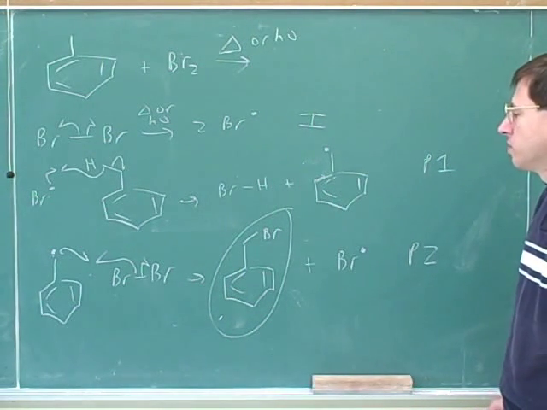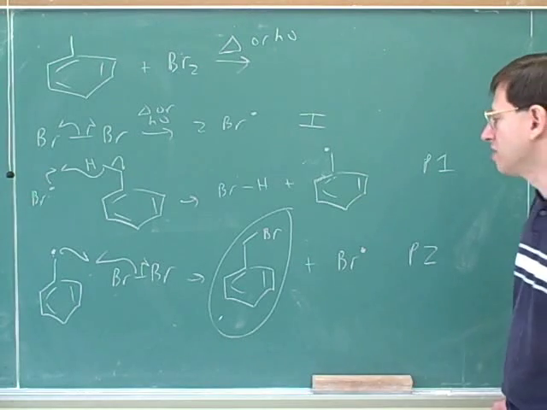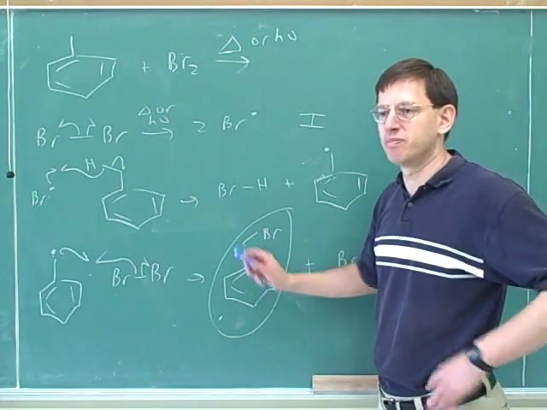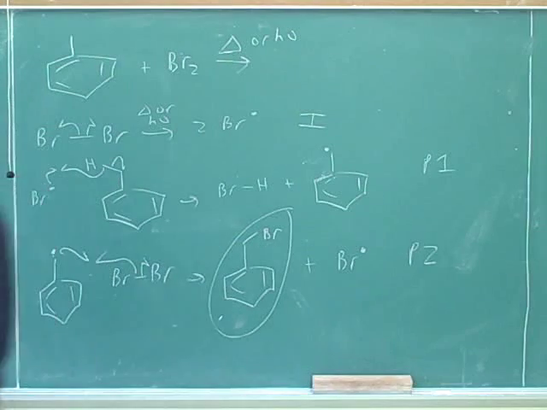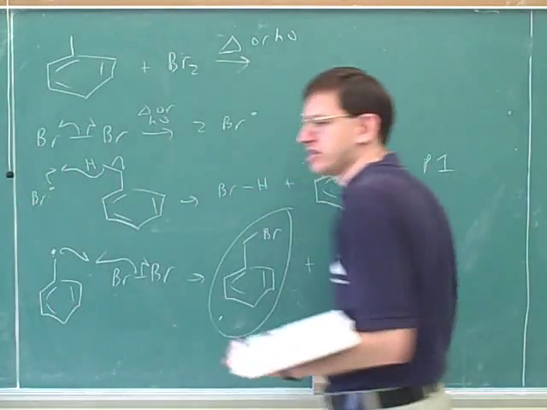So the key thing, if you don't want to go through the whole mechanism, is to put the halogen on the benzylic carbon. Put the halogen on the benzylic carbon. Just like when we were working with potassium permanganate and sodium dichromate, the key was to oxidize the benzylic carbon.